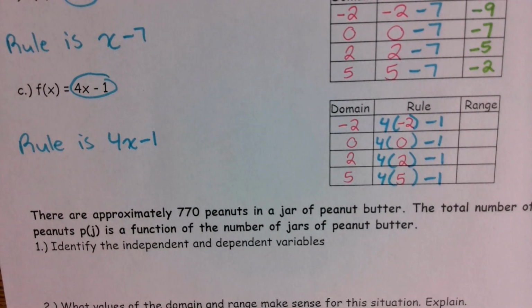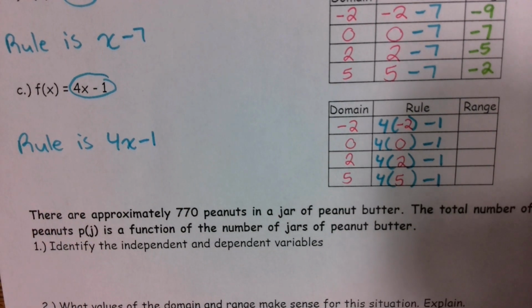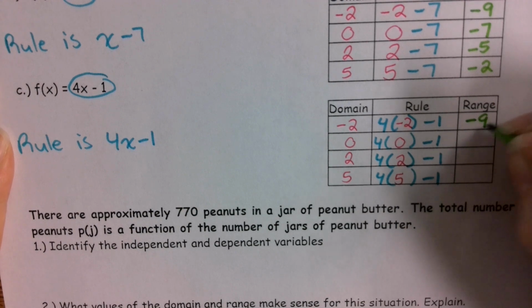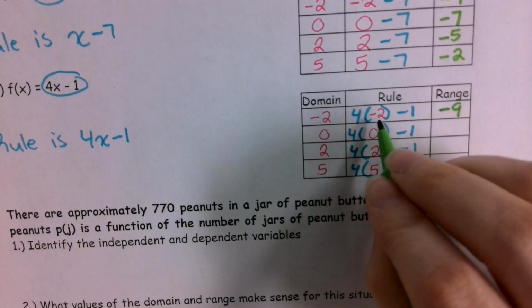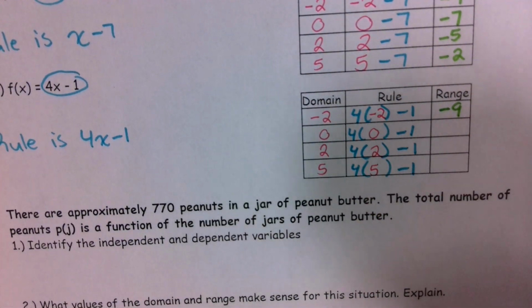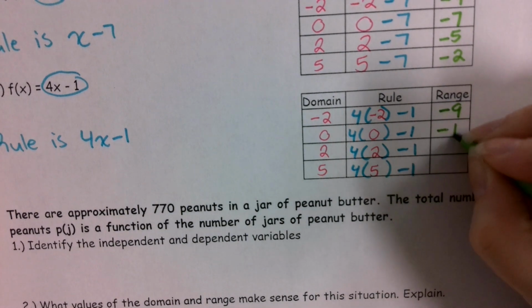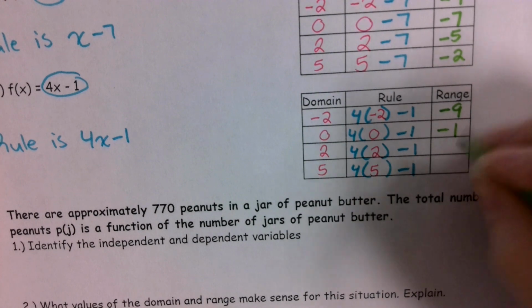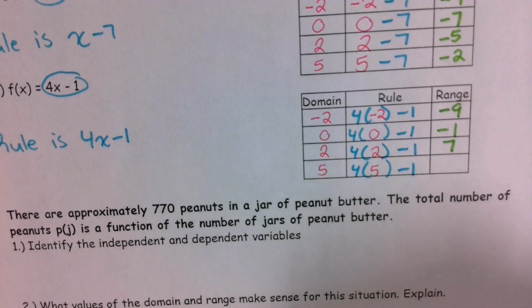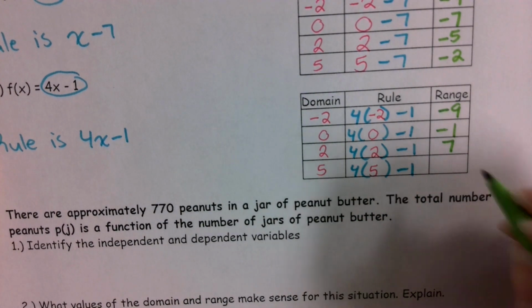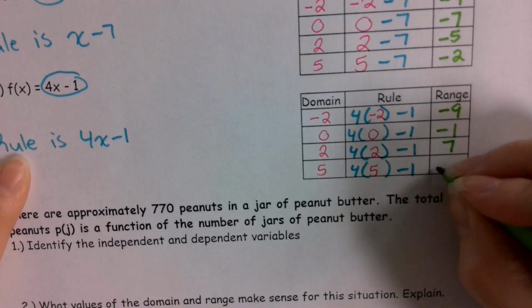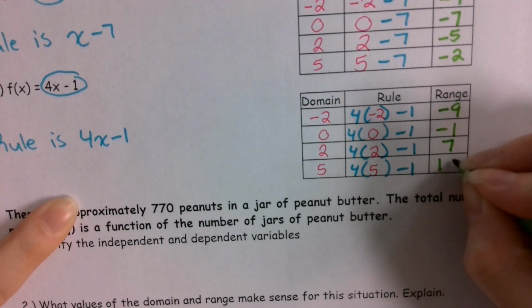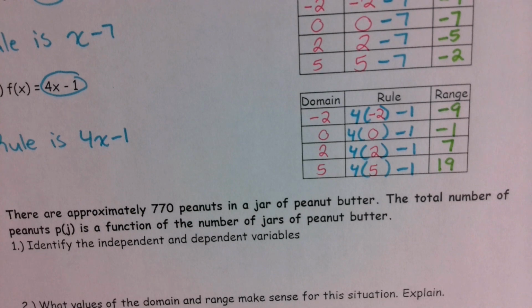So let's fill in our ranges. What's the first range going to be? Negative 9, right? 4 times negative 2 is negative 8. Negative 8 minus 1 is negative 9. What's the next one? Negative 1. 4 times 0 is 0. 0 minus 1 is negative 1. Next one. Positive 7. 4 times 2 is 8. 8 minus 1 is 7. And then the last one. 19. 4 times 5 is 20. And 20 minus the 1 is 19.